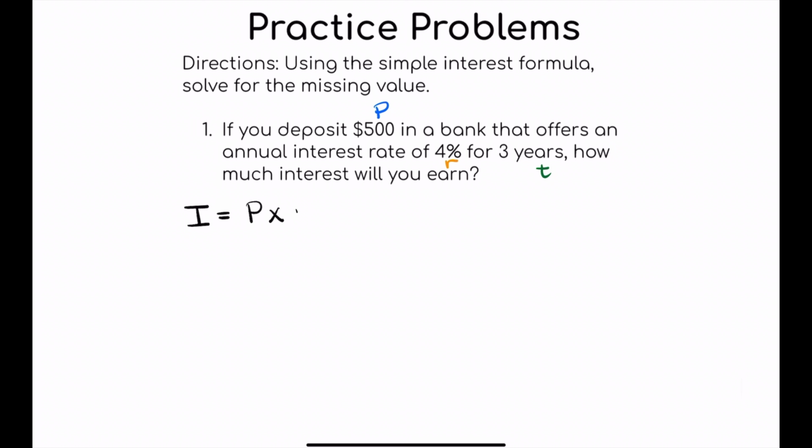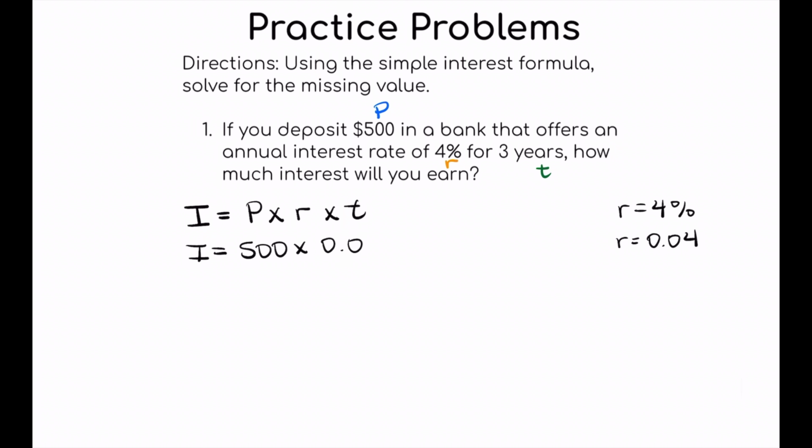So let's write out our simple interest formula: I equals P times R times T. Remember, we always have to make sure that our rate is in decimal form. We know that 4% as a decimal is 0.04. Now that we have that, we can plug everything in. So we will have I equals 500 times 0.04 times 3. You can just plug this into your calculator. You should be able to use calculators on questions like this in class. When we do that, we end up getting that I equals $60.